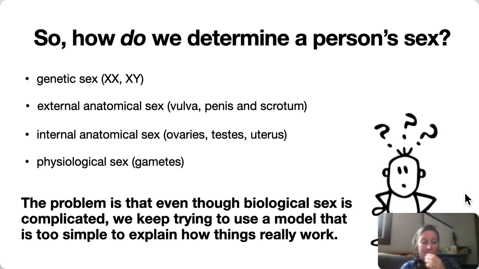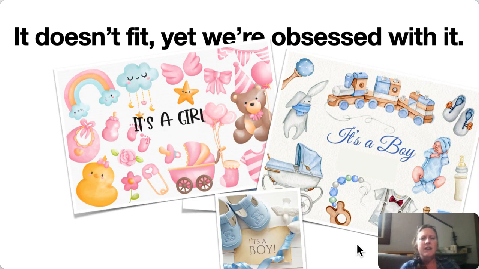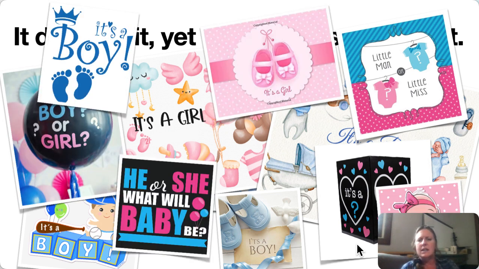The problem in our society and many societies around the world is that even though biological sex is complicated, we keep trying to use a model that is too simple to be able to explain how things really work. And yet, even though it doesn't fit, we are obsessed with it. Everything, when a couple is pregnant or a woman's pregnant and the baby's going to be arriving or does arrive, is about, is it a boy or a girl?